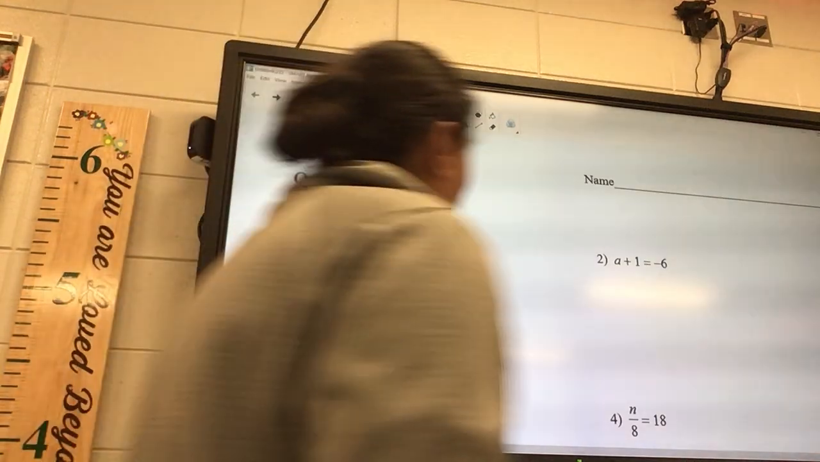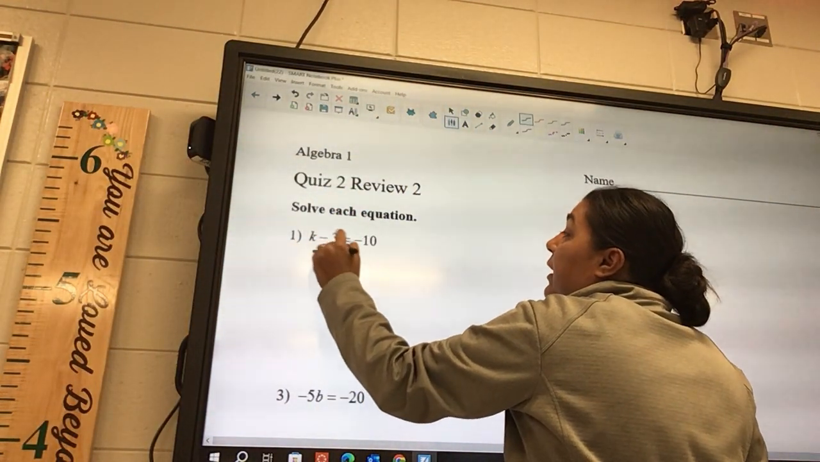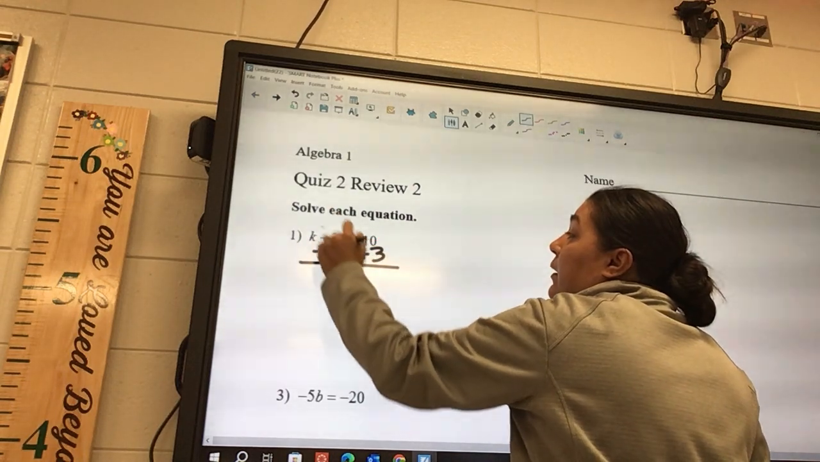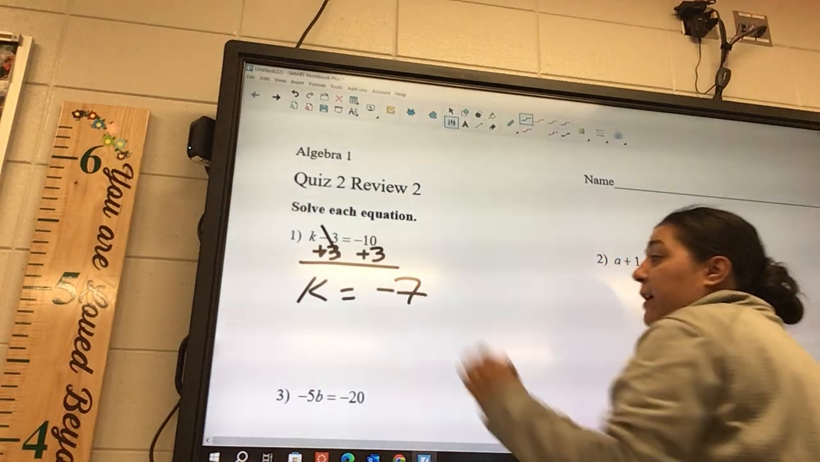Okay, so if we look at number 1, what needs done? Add 3 to both sides. So I'm going to get k equals, well, negative 10 plus 3 is going to be negative 7.